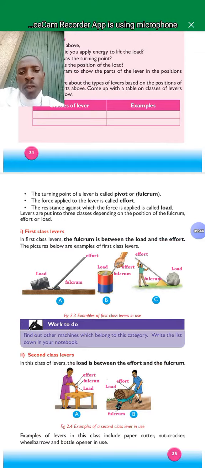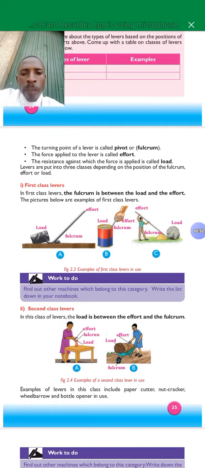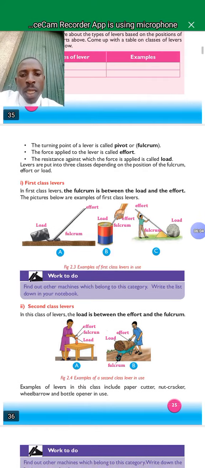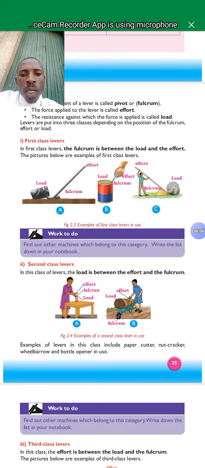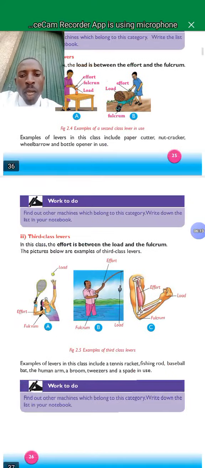Examples of the first class are a claw bar and a bottle opener. On the first class, as you see, the fulcrum is between the load and the effort. The second class is when the load is between the effort and the fulcrum. Examples are a wheelbarrow and a bottle opener. On the third class, we can give examples of a fishing rod and the human arm.